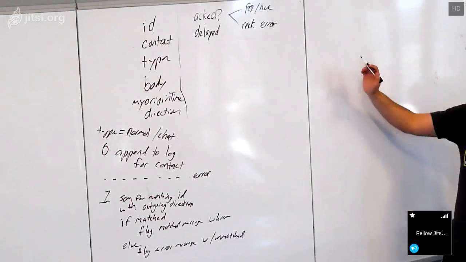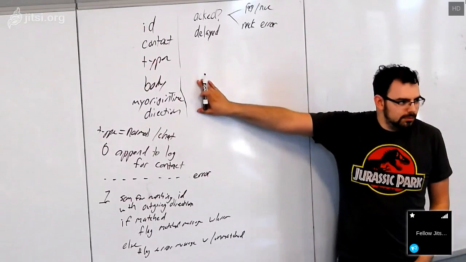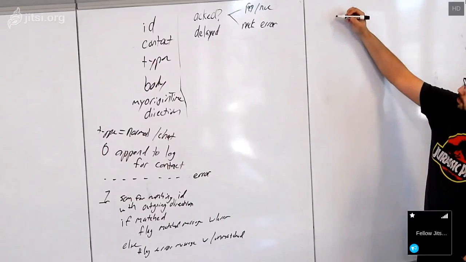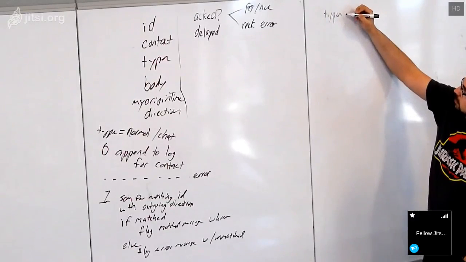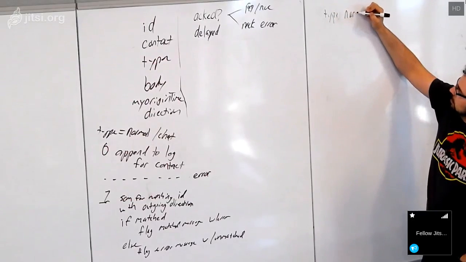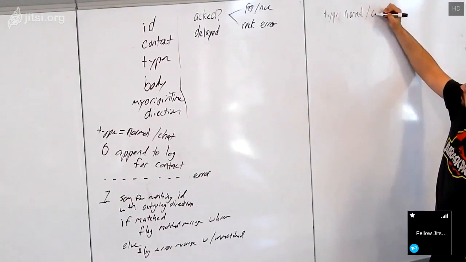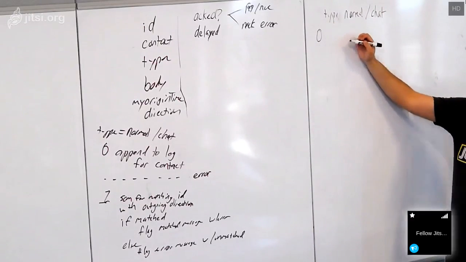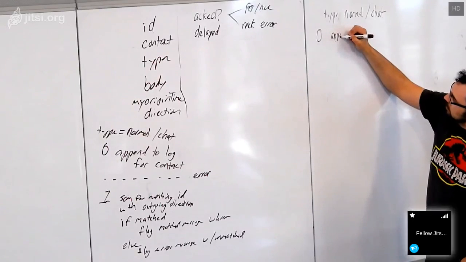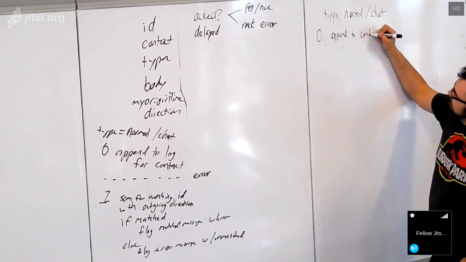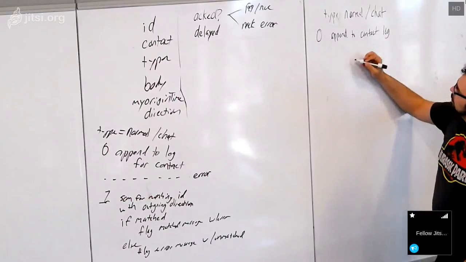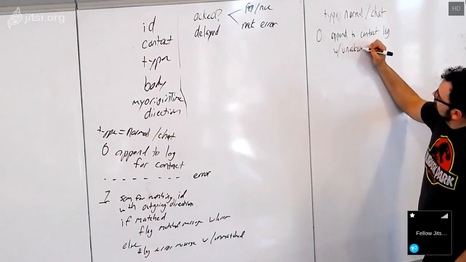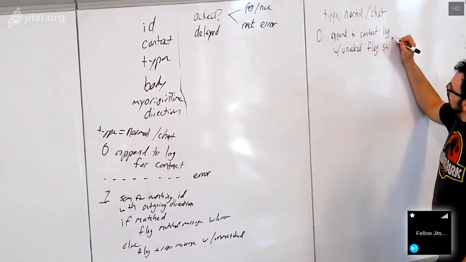You can pretty much have stream errors. So outgoing is the same structure. So we're sending, let's start with the type normal chat. So first thing, what do we do? We append to the contact log with the unact flag set. Now we do have a problem here.